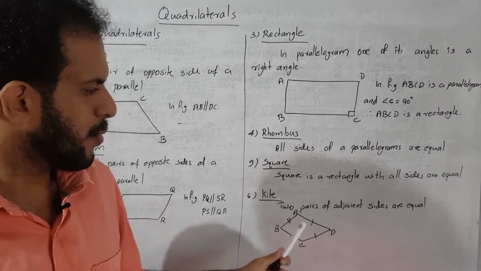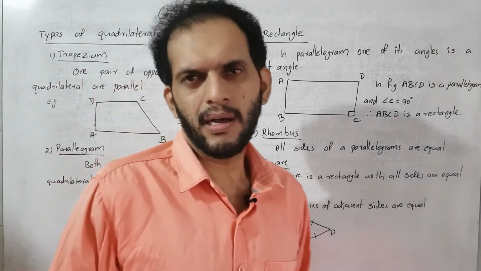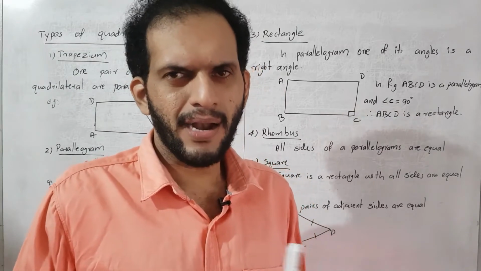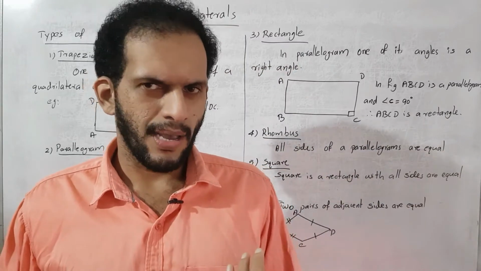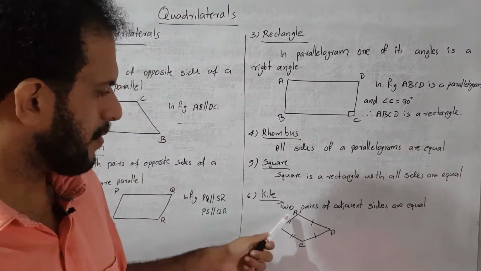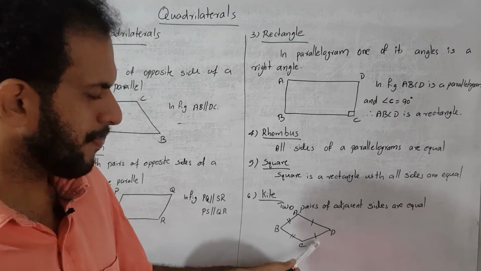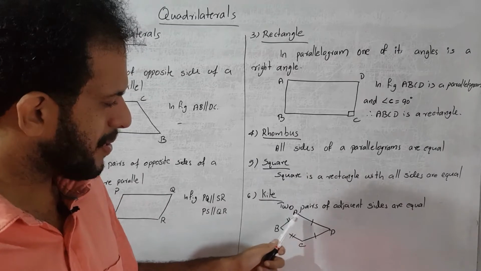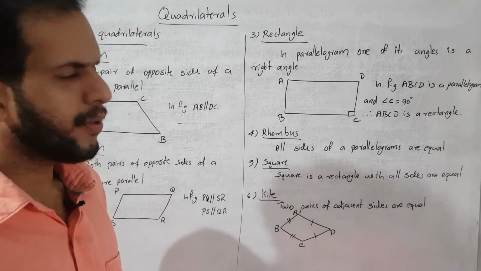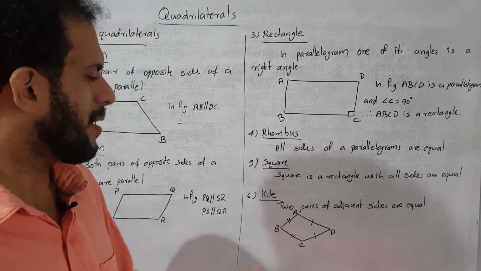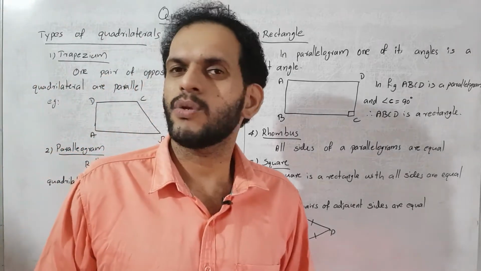Kite. We know two pairs of adjacent sides are equal. If any two pairs of adjacent sides of a quadrilateral are equal, what can we call it? Yes, kite. Here in the figure ABCD, AB is equal to BC and AD is equal to CD. Sometimes we will get AB is equal to AD and BC is equal to CD. Then, if any two pairs of adjacent sides of a quadrilateral are equal, it is called a kite.